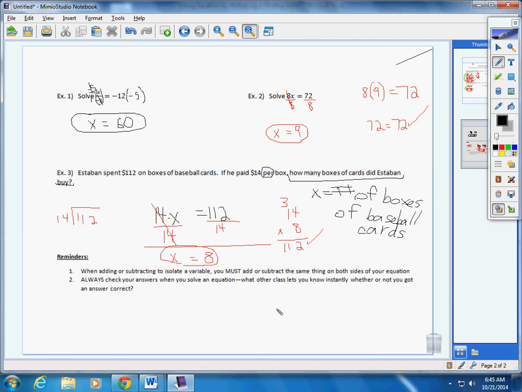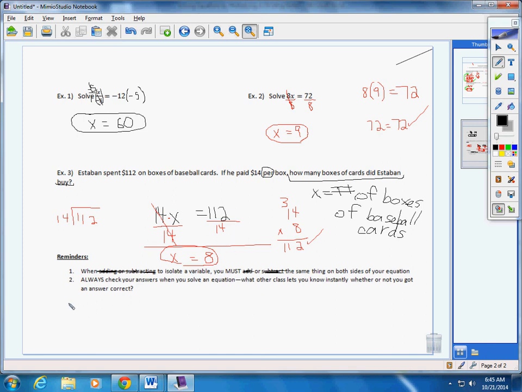Alright, couple of reminders. When adding or subtracting to isolate a variable, it's the same thing for multiplication and division. When multiplying or dividing to isolate a variable, you must multiply or divide the same thing on both sides of your equation, like I already said at the top of the video. This is just a reminder. Okay, same thing. Always check your answers when you solve an equation.